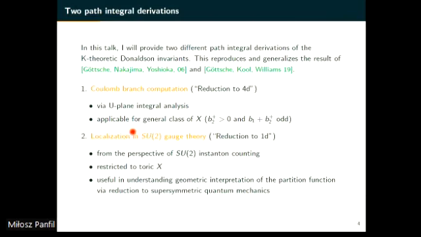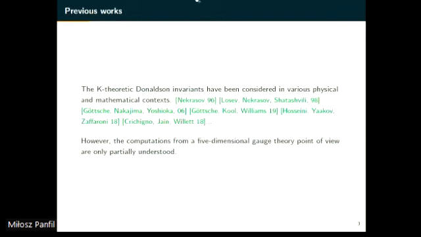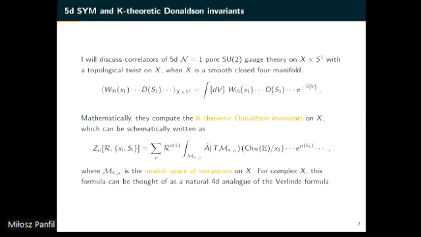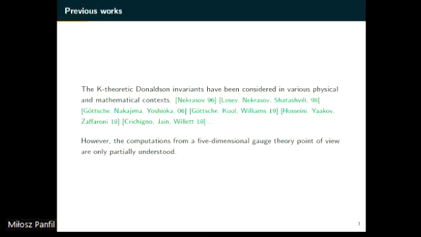You will see that this approach is really powerful in the sense that this method is applicable for a very general class of X, with only some mild assumptions that b2 plus is positive and also that b1 plus b2 plus is odd. The latter condition just comes from the fact that in this integral here, the moduli space of instantons becomes even dimensional, so that this formula gives you something non-trivial.